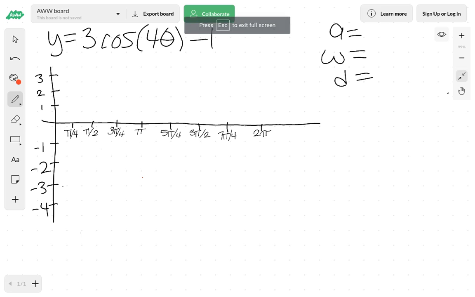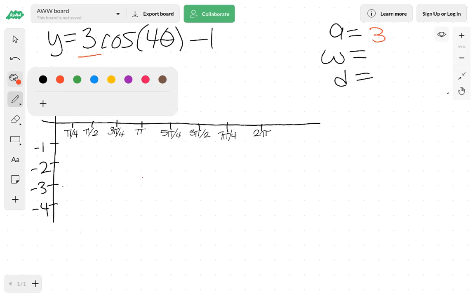The steps for graphing cosine are the same as for graphing sine. I'm going to start by identifying my A, W, and D. Here, A is 3, meaning my amplitude, or how far it's going to go up and down, is 3. My W here is 4, and on this one I don't have to make it a fraction. There's no reciprocal multiplication here.